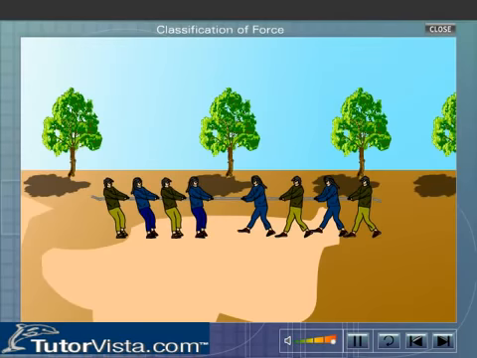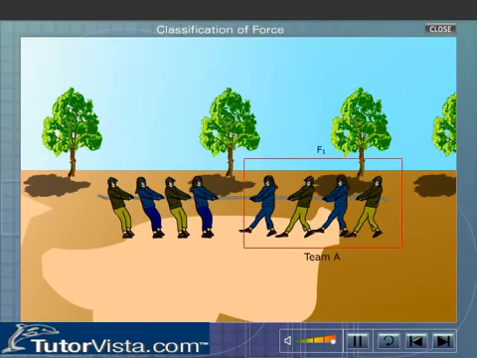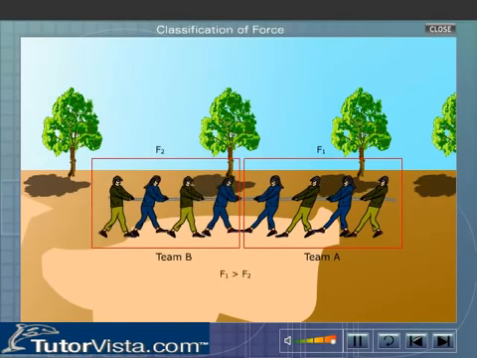Let us now consider the game of tug-of-war. As we have seen earlier, if the forces exerted by both the teams are equal, then the rope does not move. But if the force applied by Team A is greater than that applied by Team B, then the rope as well as members of the weaker Team B will be pulled towards Team A. Thus, we see that unbalanced forces produce motion.